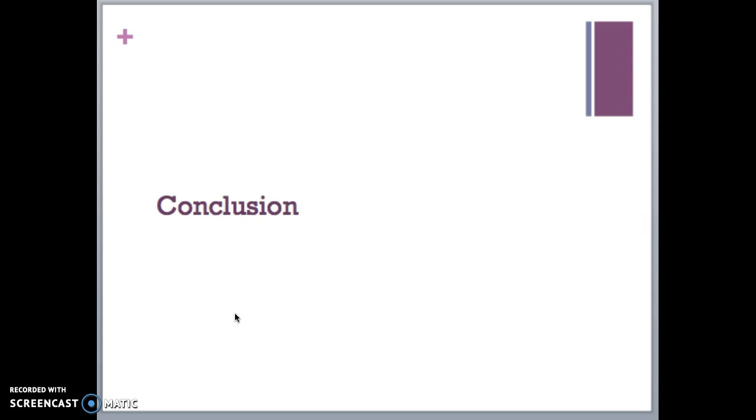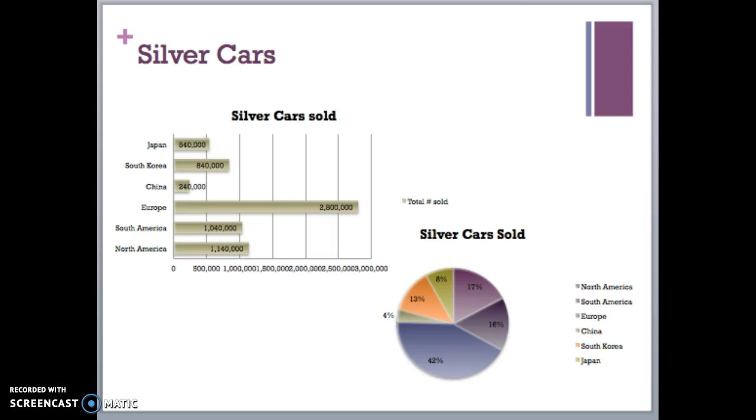I've noticed a few interesting things. I noticed that the assumptions that were given to me were not the same after I did the actual equations using Microsoft Excel. And I also noticed that Europe dominated the market with silver cars.